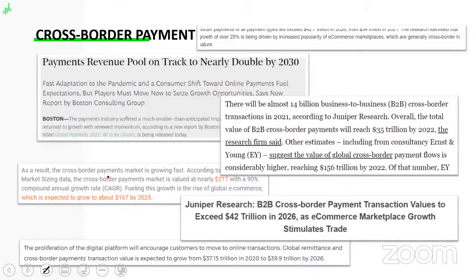And still there is a huge growth expected. Here again are some articles that speak about the valuation. You can see it goes to 42 trillion. Here, Ernst & Young values it at 156 trillion, and so on and so on.